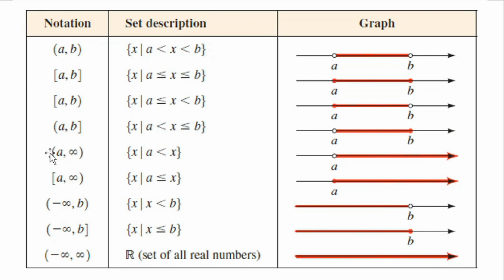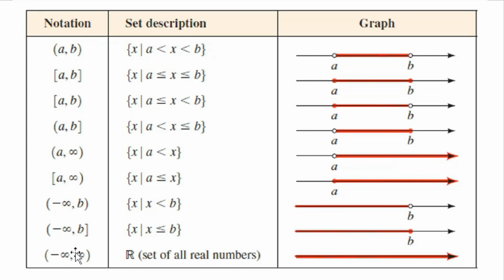Next, we have the open parenthesis a up to infinity. The set description is the set of x such that x is greater than a. In graphing, the direction of the arrow is going to the right because x is greater than a, and at a there must be an open dot. Then from negative infinity to b, we use open parentheses, meaning we have the set of x such that x is less than b. The direction of the graph is going to the left of b, with an open dot at b.